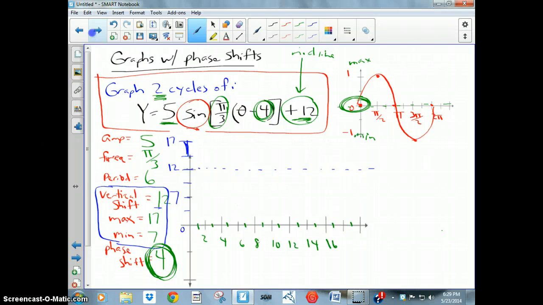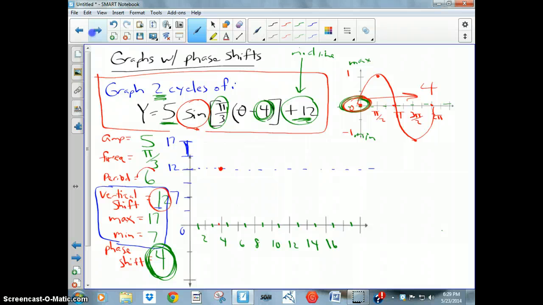The whole graph is moved over 4. So it's like I'm taking this starting point and I'm moving it that direction 4 units. So if my starting spot was normally right here at 0, 0, it's now going to be over at 4, but then the vertical shift puts it up at 12. So my first dot is going to be at 4, 12. All right, so I hope that makes sense to you. If not, please ask me during class.